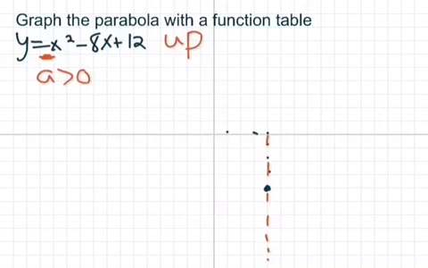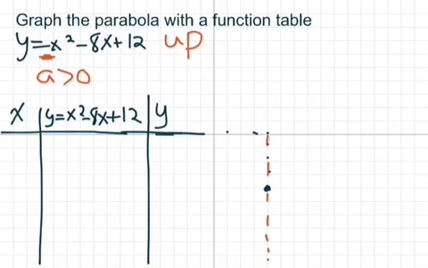So we're going to make a function table. And when we choose x values for our function table here, we want to choose reasonable x values that we know are actually going to be on the graph. Okay, so we look at where our vertex is, and we know the parabola is going up from there. And so we know there's going to be a point where the value of x is 3. We know there's going to be a point where the value of x is 2.